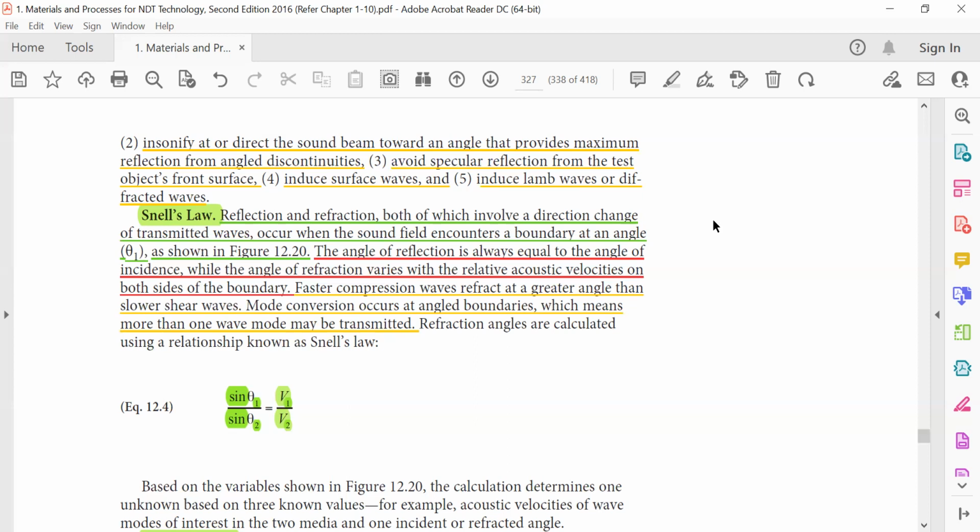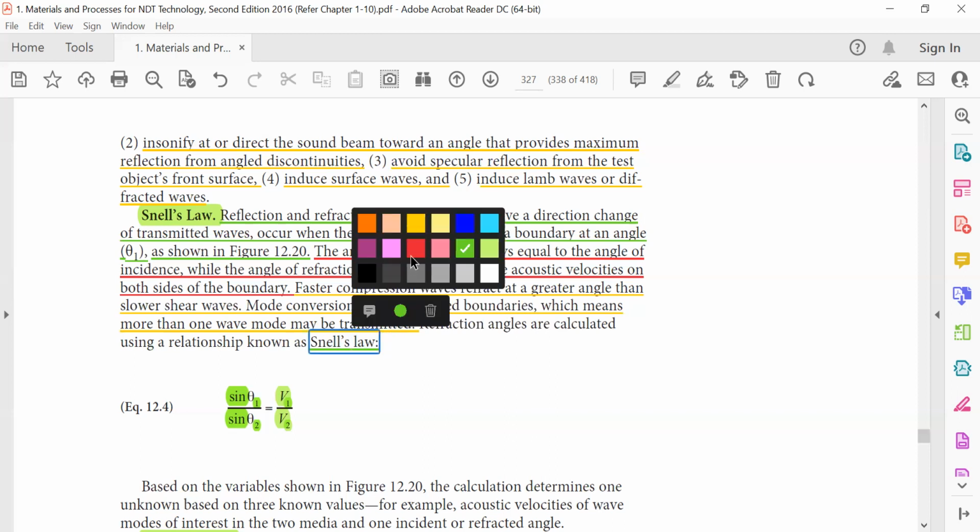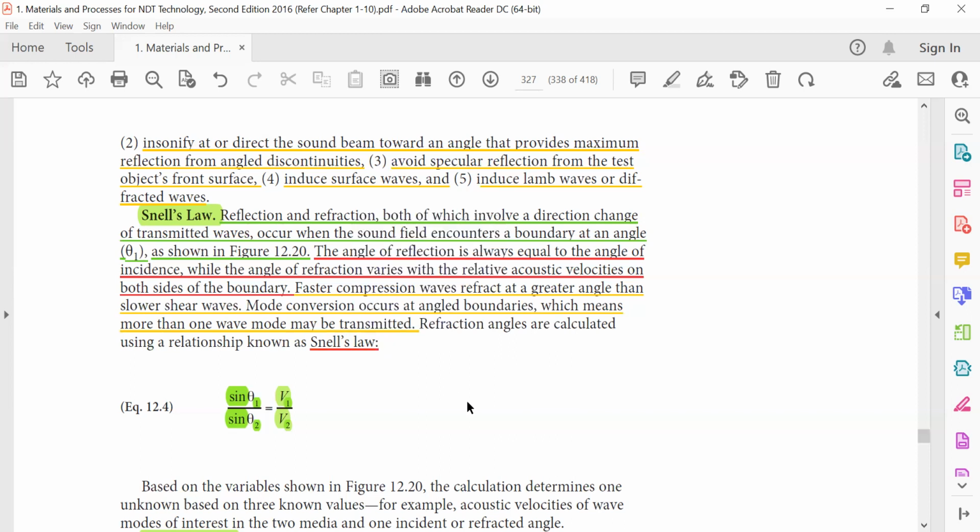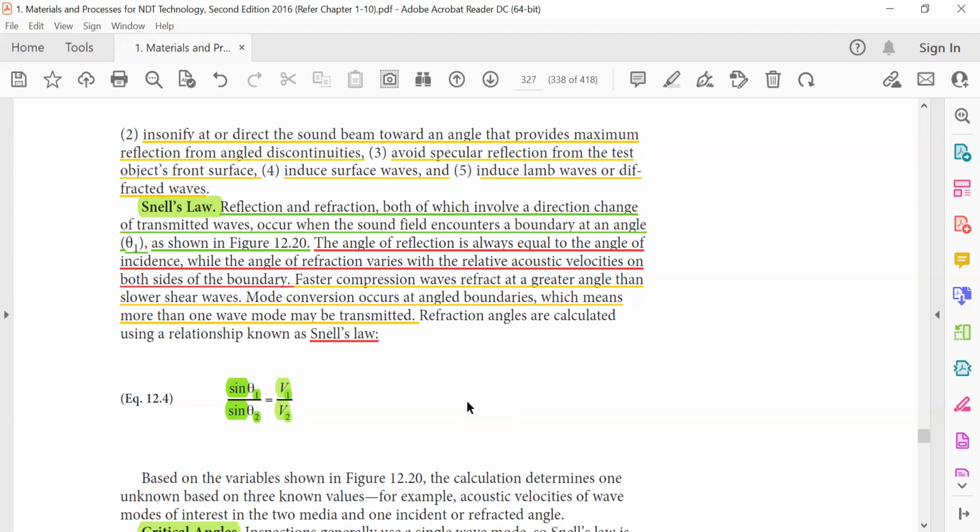The faster compression waves refract at a greater angle than slower shear waves. Mode conversion occurs at angled boundaries, which means more than one wave mode may be transmitted. So refraction angles are calculated using the relationship known as Snell's law: sin theta 1 over sin theta 2 equals V1 over V2.